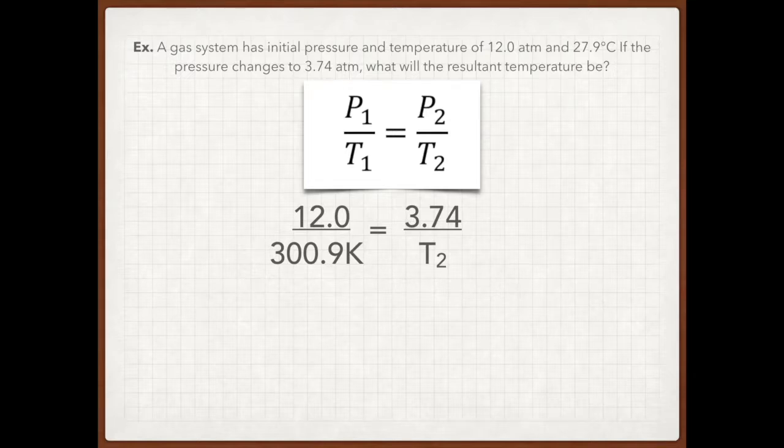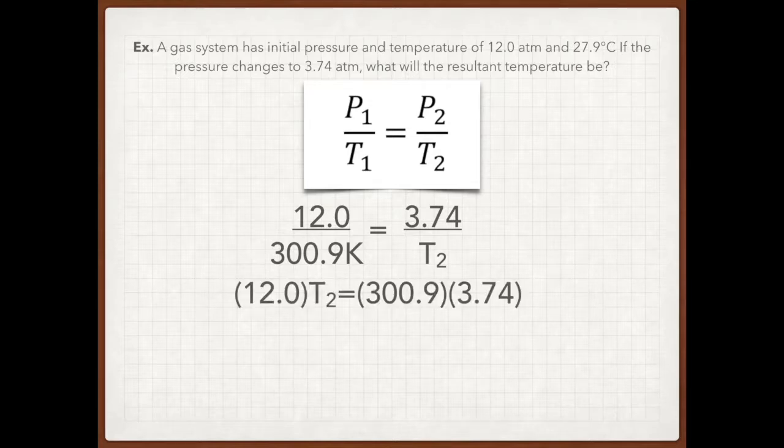Notice my units for pressure can be whatever I want, but they have to be the same on both sides. So in this case, they're both atmospheres. If they were both millimeters of mercury or both kilopascals, that would be perfectly fine. I'm going to cross multiply, so I have 12.0 times T2 equals 300.9 times 3.74. I'm going to divide both sides by 12.0 to get my T2, and what I end up getting is 93.8 Kelvin.